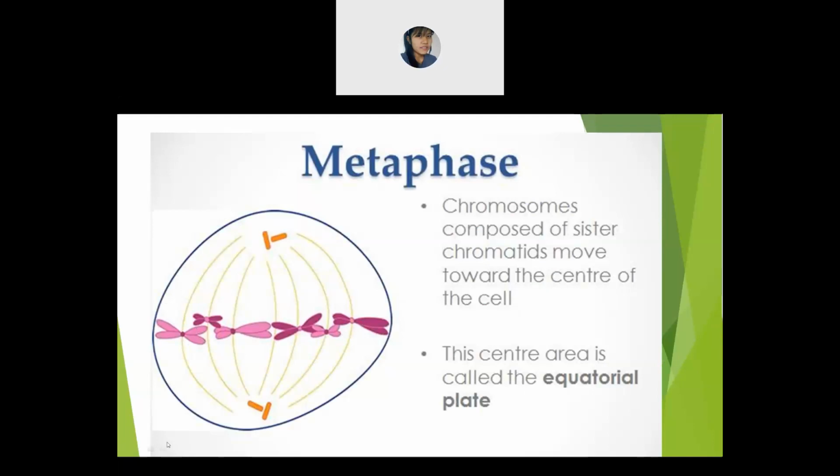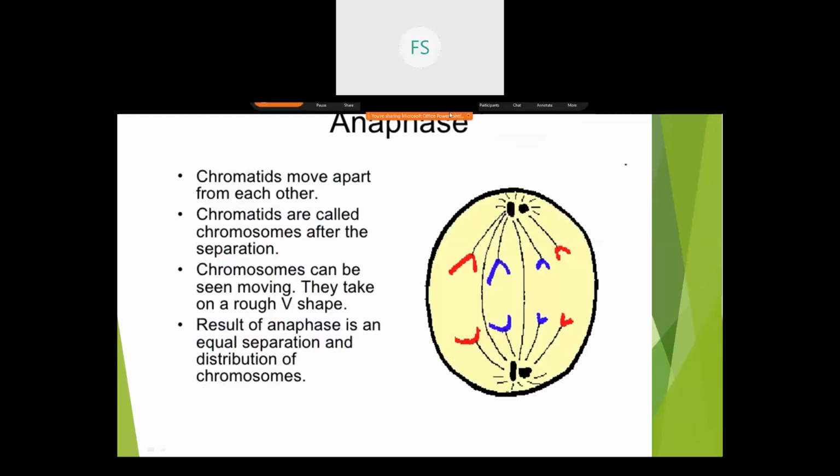Yes, ma'am. Okay. Shall we move to the next phase? Next is anaphase. In this anaphase, the chromatids will move apart from each other. You can say chromosomes or chromatids, both, no problem. These chromatids will start to divide now, ready to prepare for the cell to be divided. So for that, they will separate from each other.